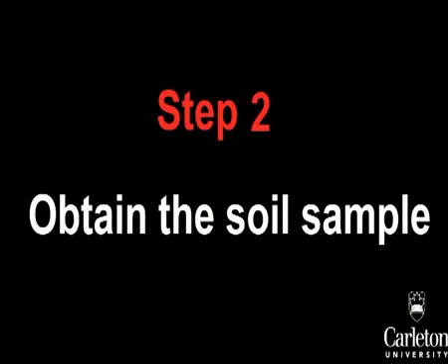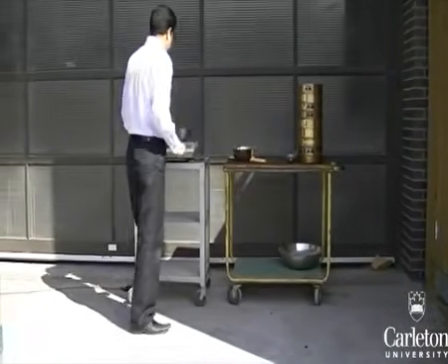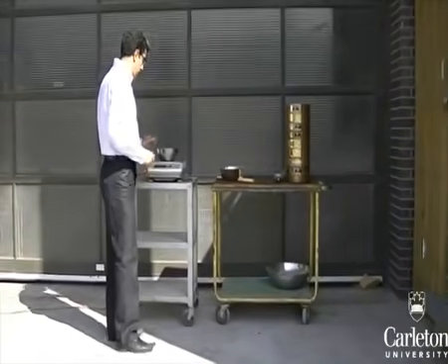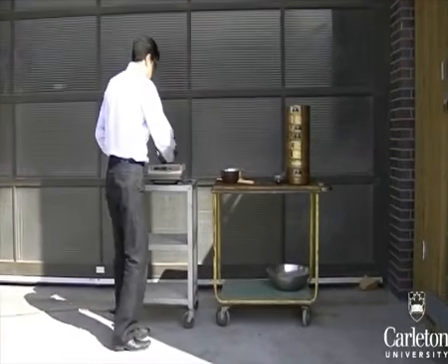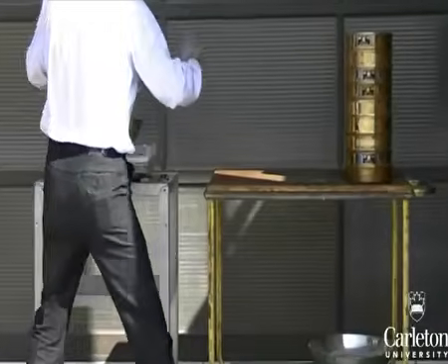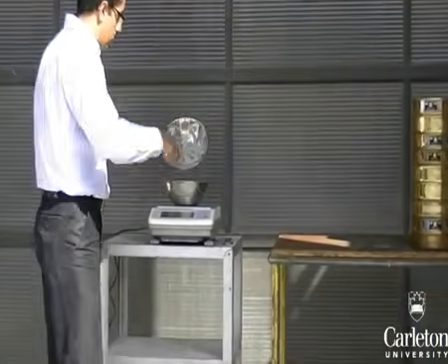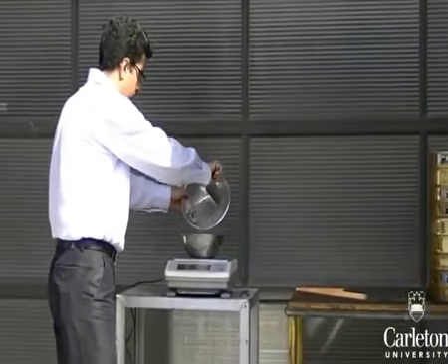For this test, you will need a representative sample with a weight of approximately 1 kilogram. To obtain your sample, first place your container on the scale, zero the scale to negate the mass of the container, then measure out about 1 kilogram of soil. The sample does not need to be exactly 1 kilogram.